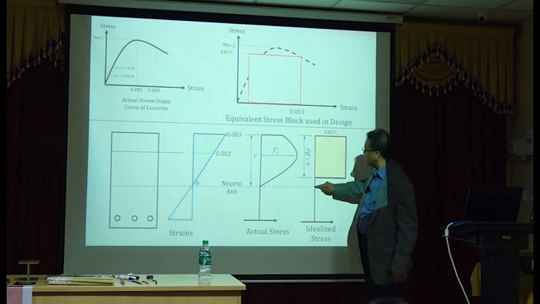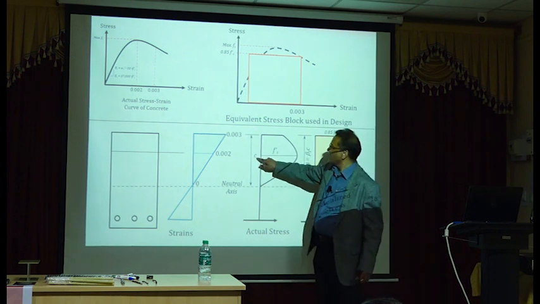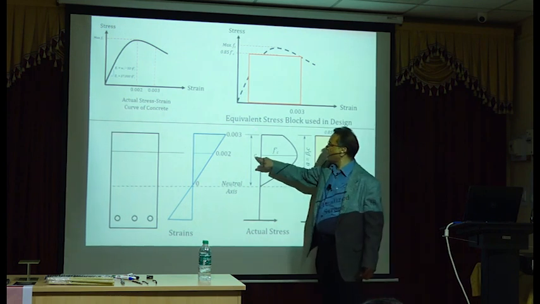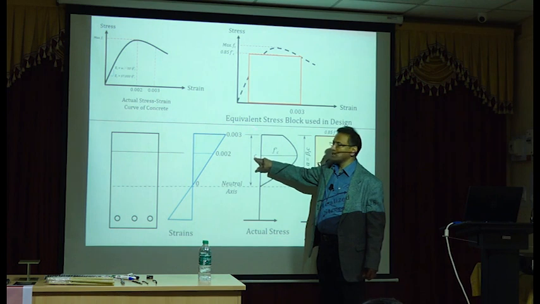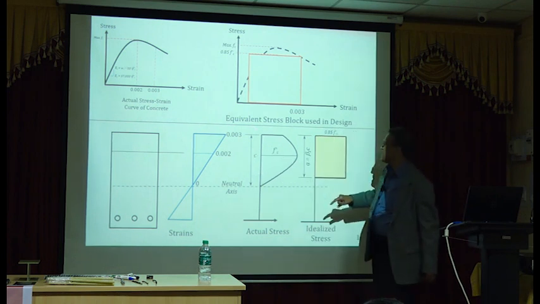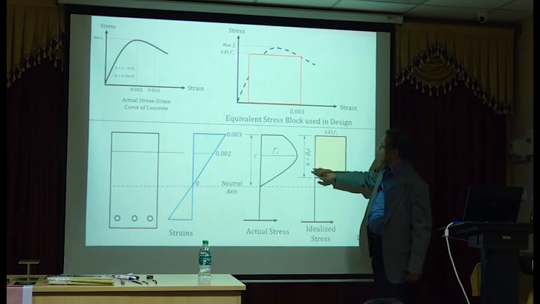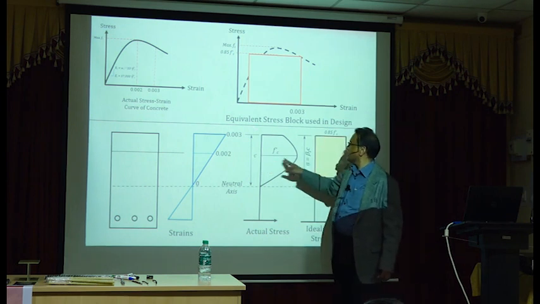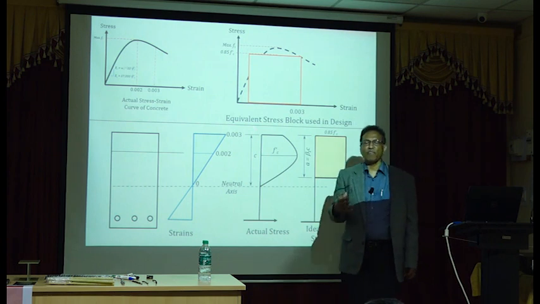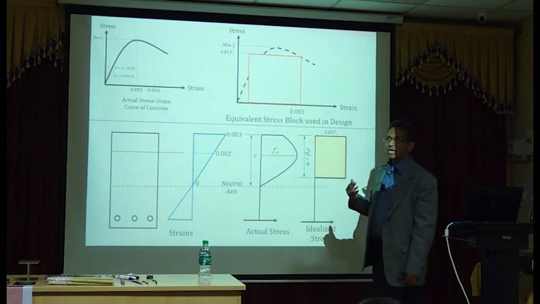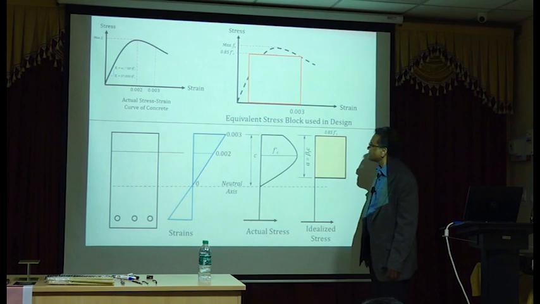0.85 times the depth to neutral axis. From here to here is the depth to neutral axis, C. That's what in IS 456 we call X sub U, right? Here we call it C. And from here to here is A. So the ratio of A to C is 0.85 for lower strength concretes.